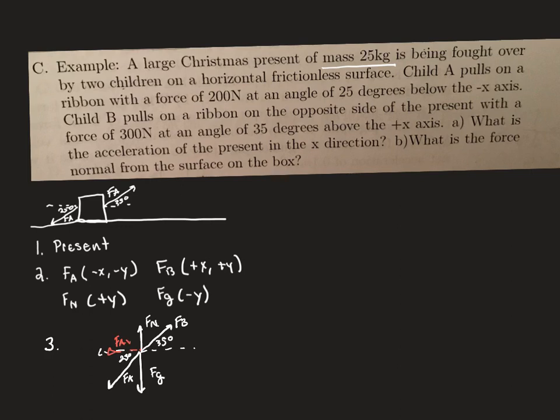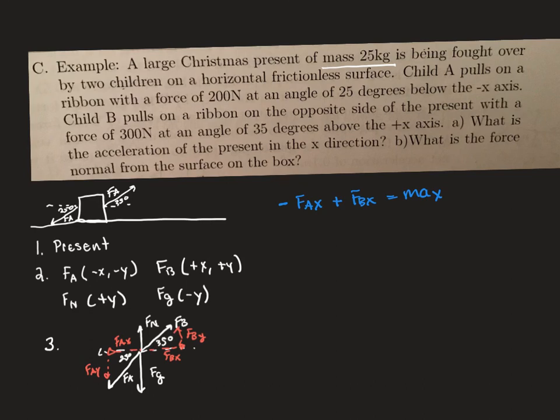So we have force A in the x, then force A in the y, and then force B in the x, and then force B in the y. Alright, so now we need to write our x and y equations. So in the x direction, we have force A in the x, and that's going to be negative. And then we have force B in the x, and that's going to equal mass times acceleration in the x. We're looking for the acceleration in the x direction, so we know that the acceleration is not 0.